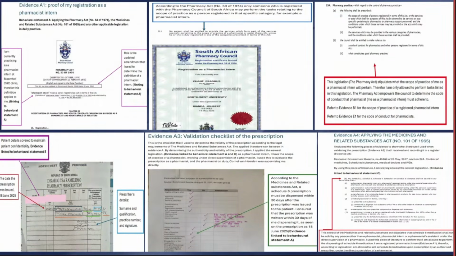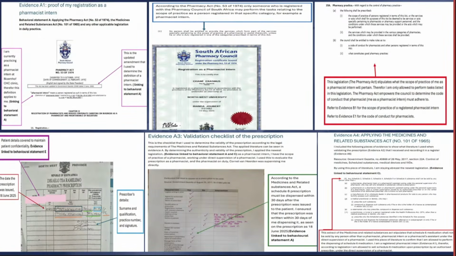Therefore, according to legislation, I'm allowed to sell Schedule 6 medication upon prescription by an authorized prescriber under the direct supervision of a pharmacist. Validation of the prescription, you can see on the left there, there's a checklist that they have based on the environment or the sector that they work in, that provided the checklist for them. So it was a great tool to provide as evidence to show to us that they know what the systematic process is of checking whether a prescription is actually valid.